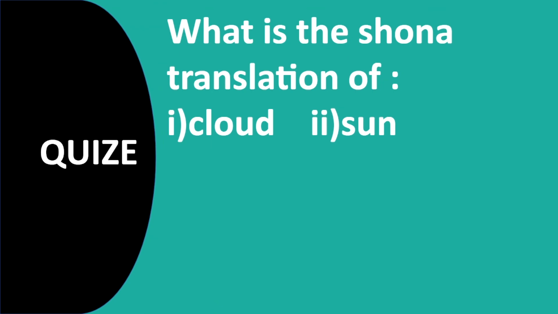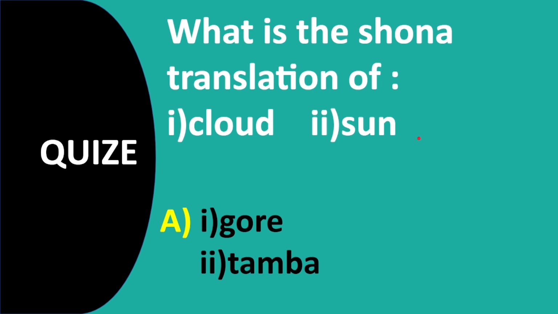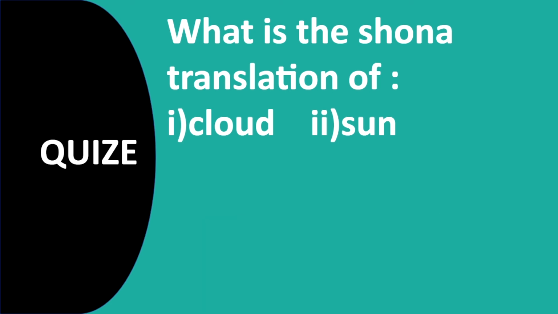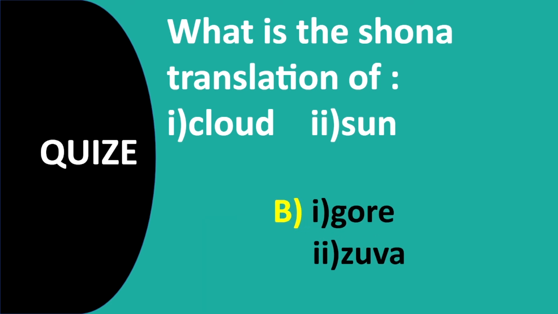And the quiz question is, what is the Shona translation of cloud and sun? Is it A or is it B? Try it out and see if you get the answer right. And the answer is B. Cloud, it's gore. Sun, it's zuva.